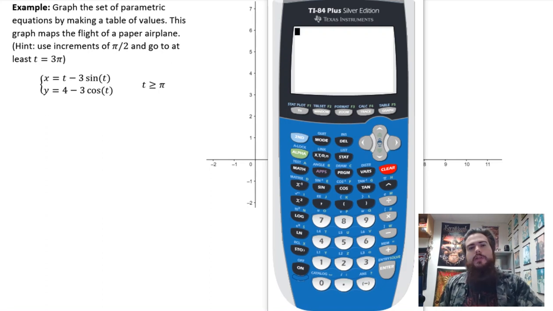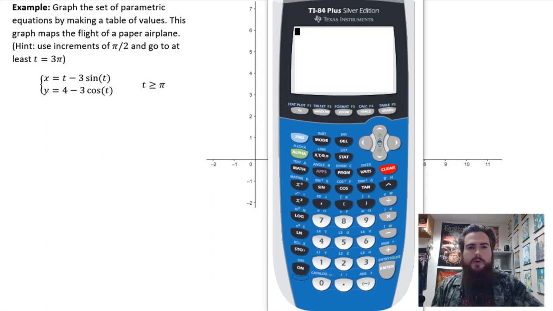We do have a restriction that t has to be greater than or equal to pi, but what that means is that we are going to have a starting point of wherever time of pi is, and then we are going to continue infinitely along the trace that we have found. Let's see what this will look like.